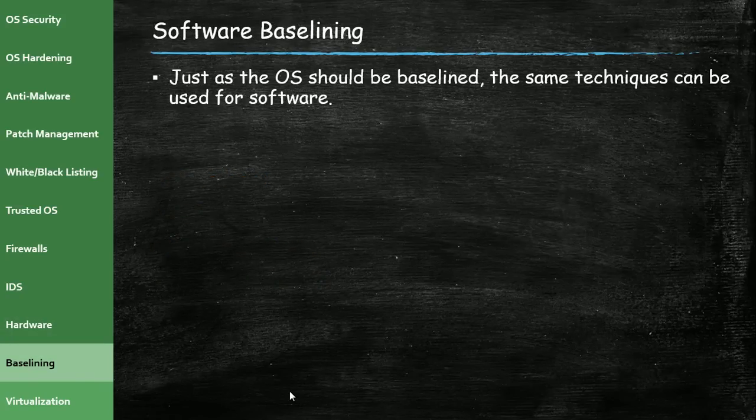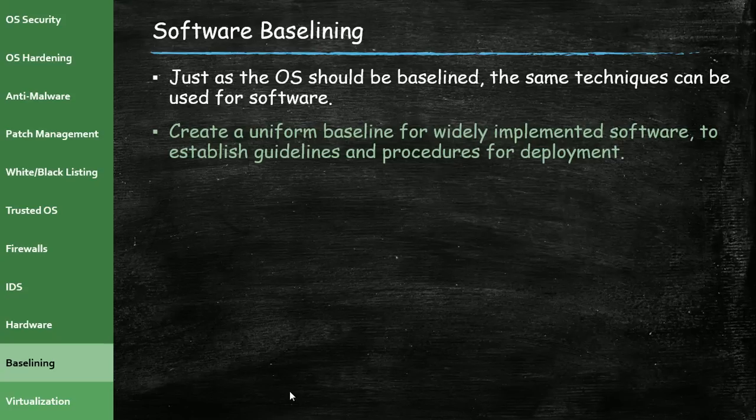So baselining, just like an operating system should be baselined, we can also use these same techniques when we're talking about specific applications and software. So we could do application layer baselining in addition to the operating system baselining. So we can create a uniform baseline for any widely implemented software. So if we have software that's implemented enterprise-wide, the same application, implemented over and over and over again, we can establish some guidelines and procedures to deploy that application in the most secure way. So if we know that there are certain settings or certain patch levels that we need.